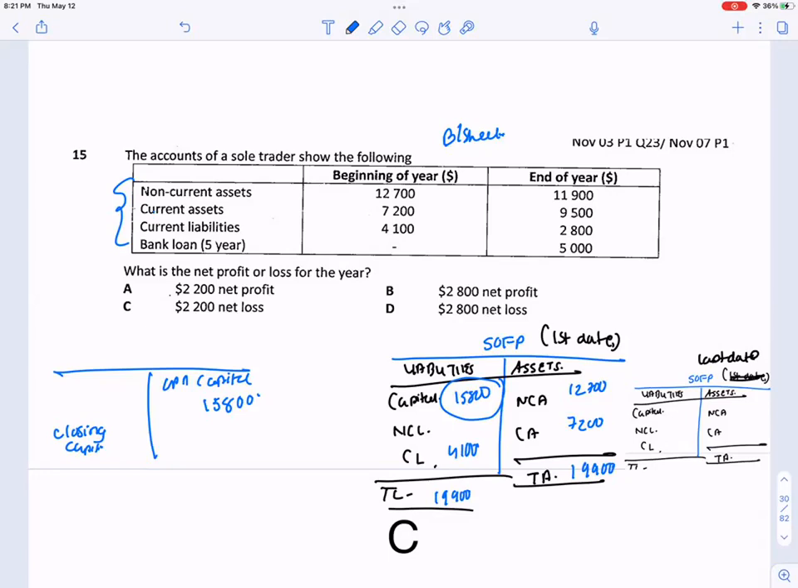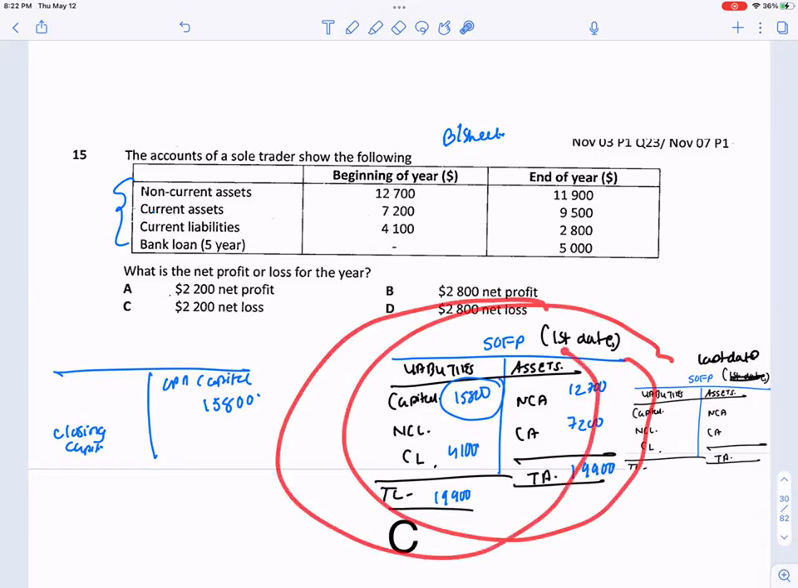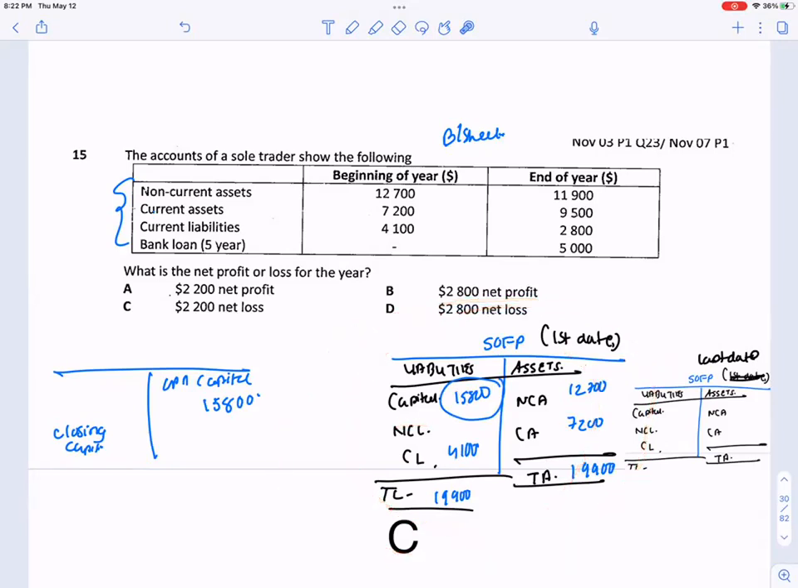We make a small balance sheet to find out capital. If you make the balance sheet for the first date, you will get opening capital. Are you with me? If you make balance sheet for the last date, you will get closing capital.